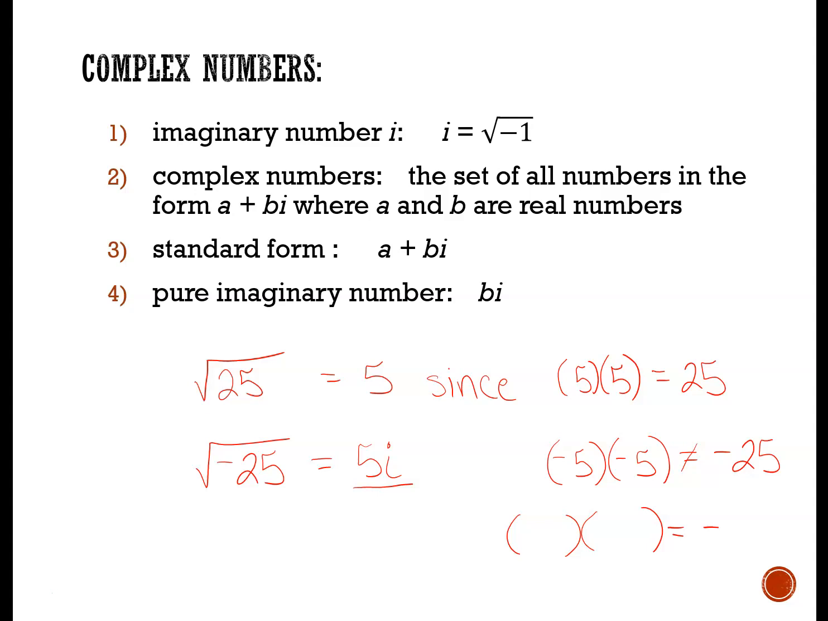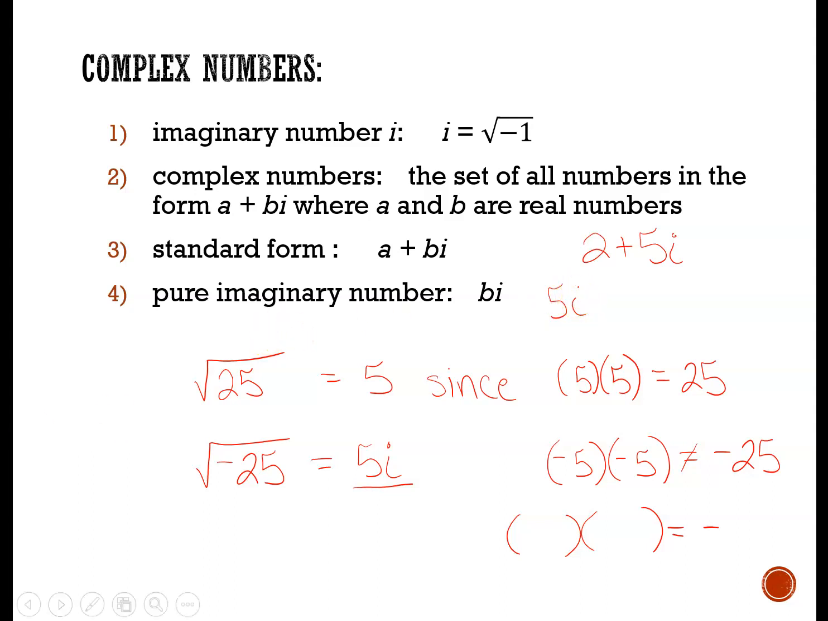Second, complex numbers. The set of all numbers in the form a plus bi, where a and b are real numbers. And that a plus bi is also known as standard form. So you might see a number like 2 plus 5i. That would be considered a complex number. Now, if the real number part, which is the a, were missing, and we only had just the 5i, that would be called a pure imaginary number.